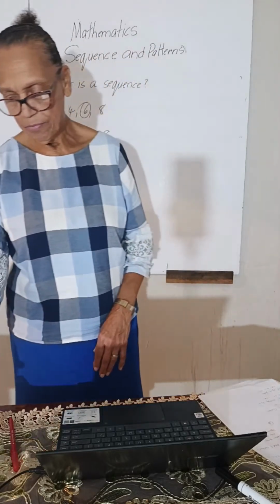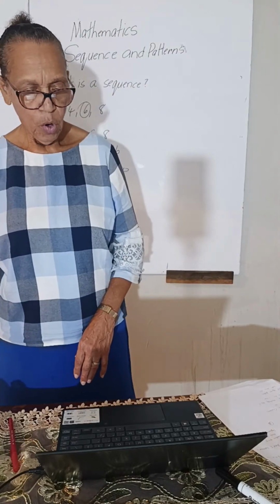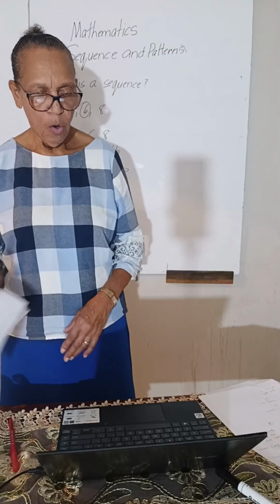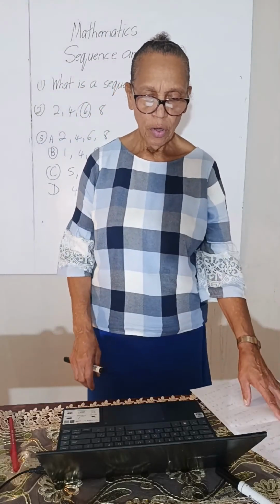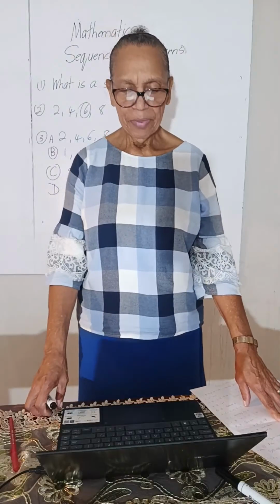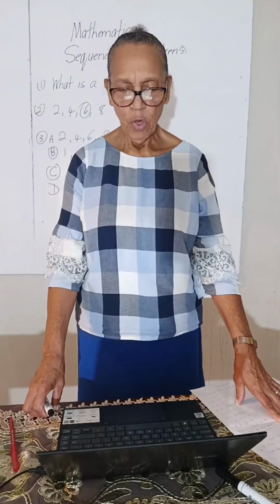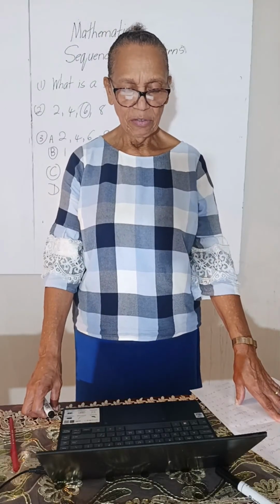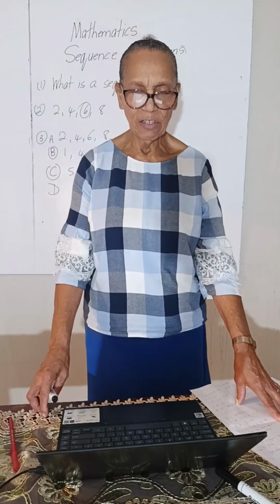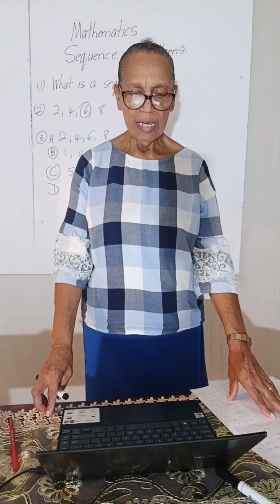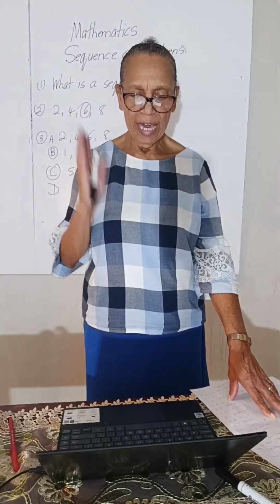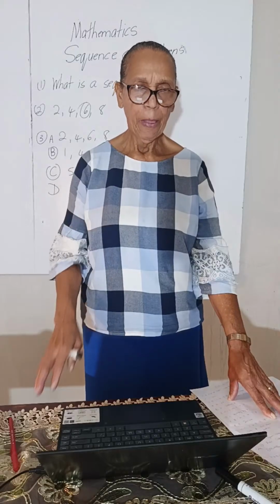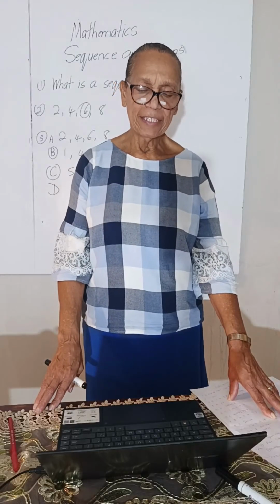Number 7. What is the rule for the sequence? 2, 4, 8, 16. What is the rule for the sequence? 2, 4, 8, 16. That's number 7. 2, 4, 8, 16.